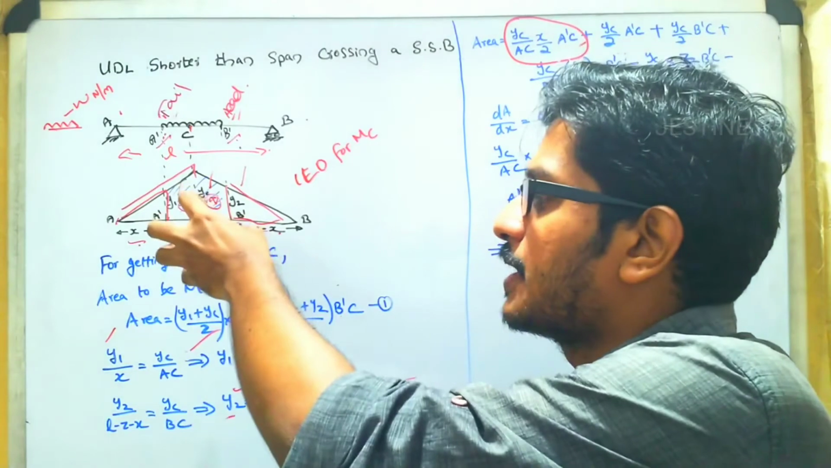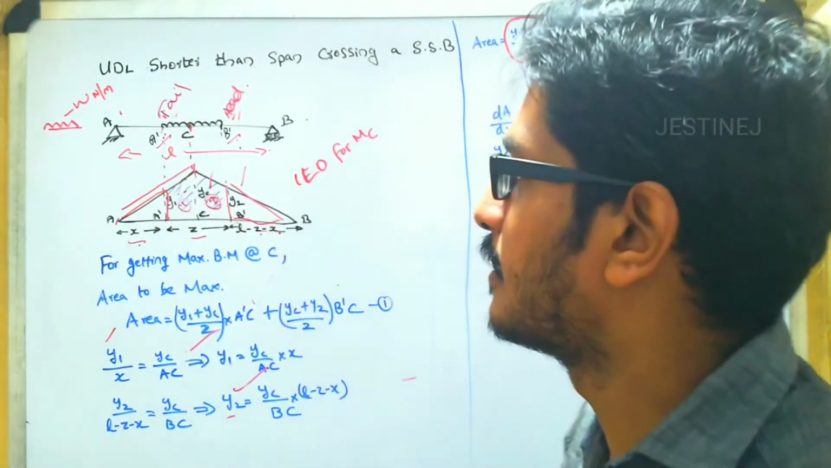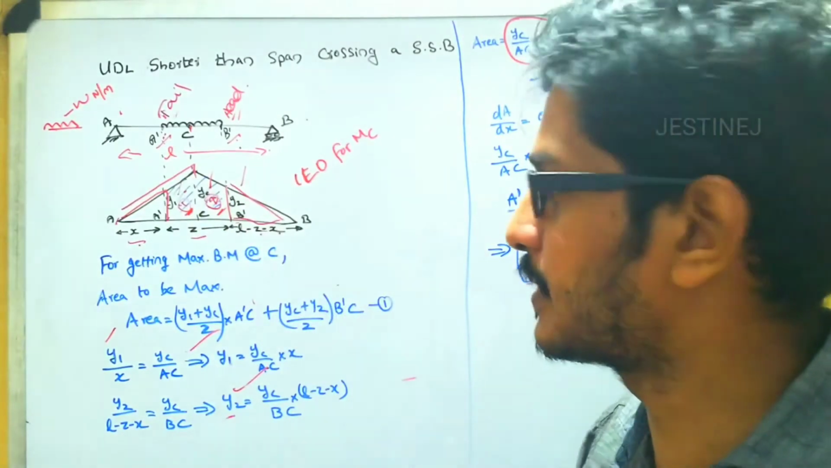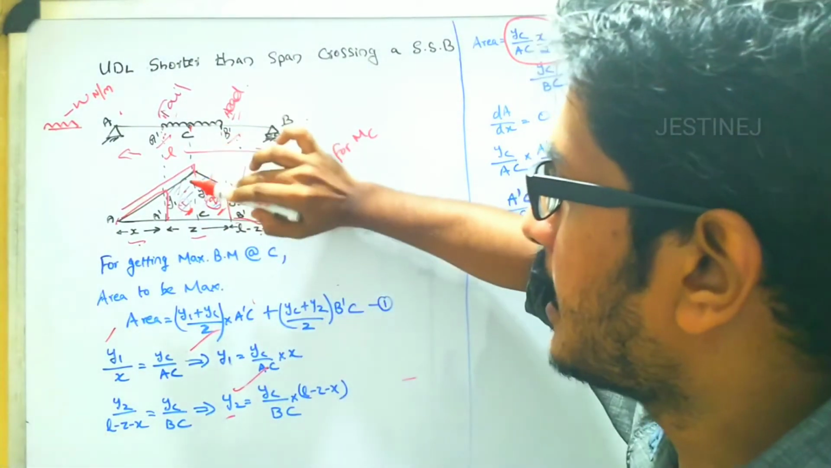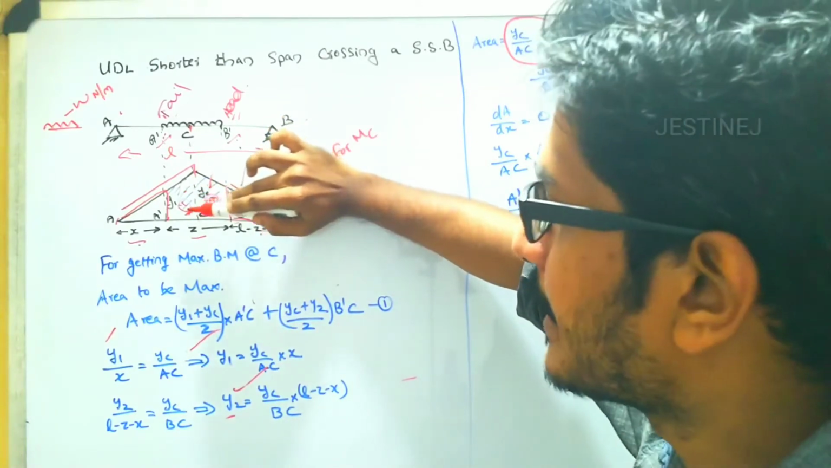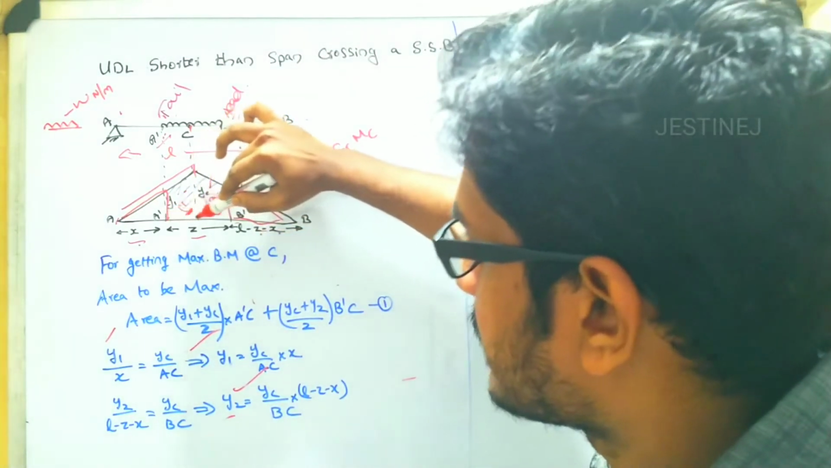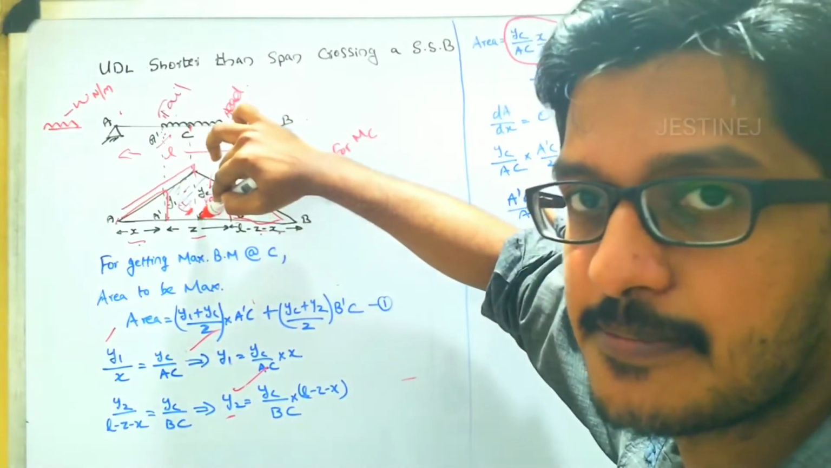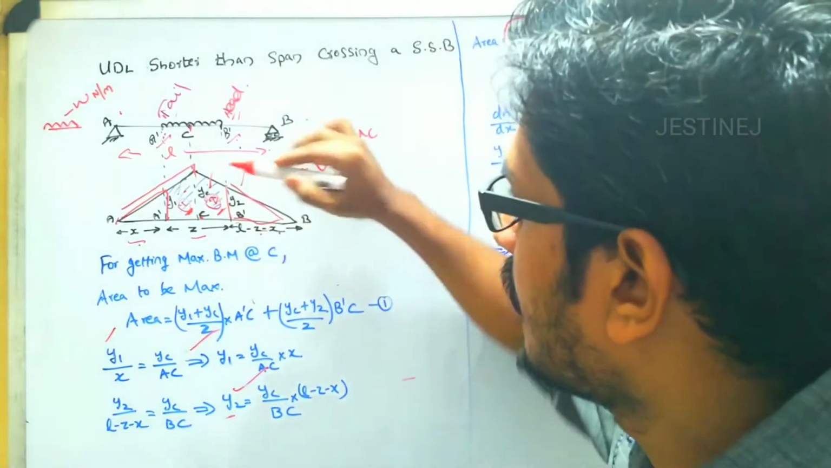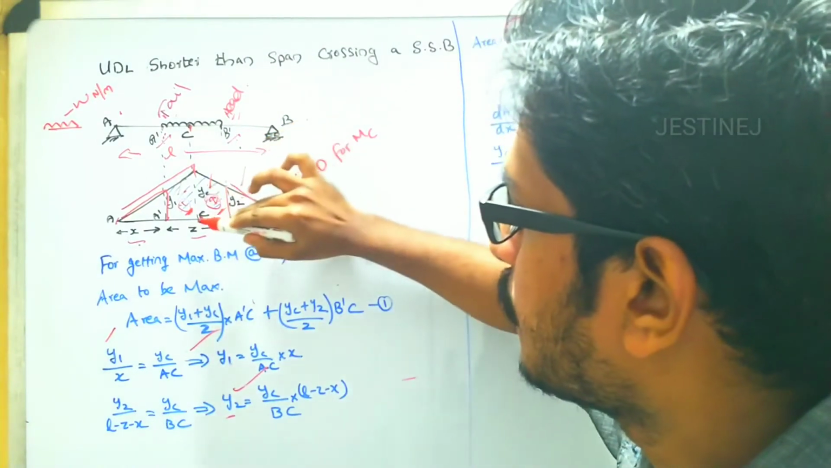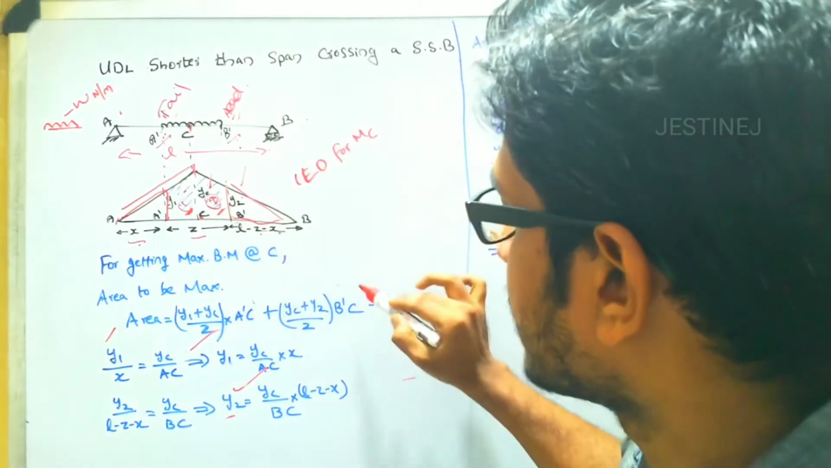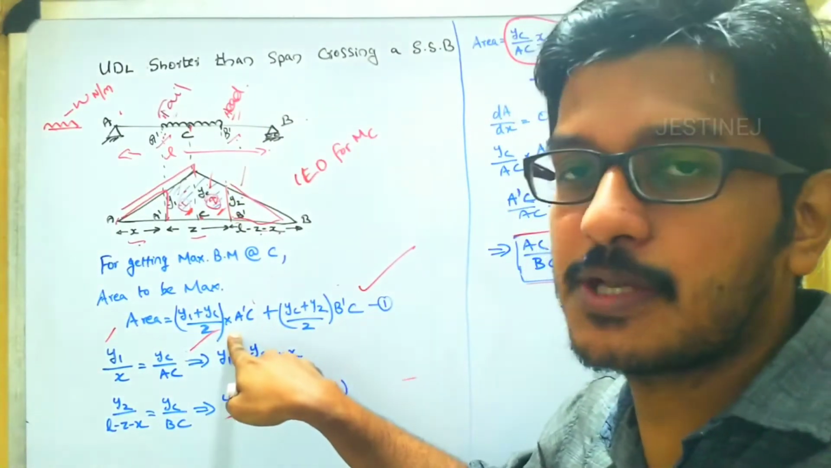So we have to find out the area of this trapezium. First trapezium and second trapezium you have to find out. The area will be (Y1 plus YC) by 2, multiplied by this distance, that is A dash C. Then the second trapezium, (YC plus Y2) by 2, multiplied by this B dash C. I hope this equation is very clear.